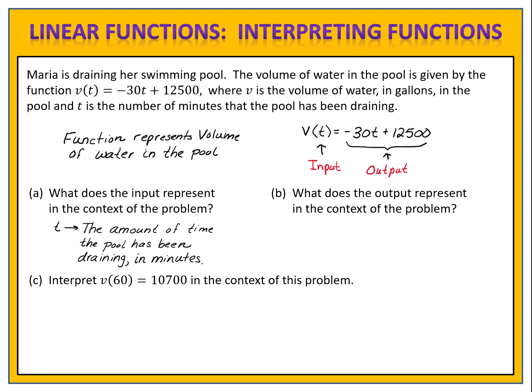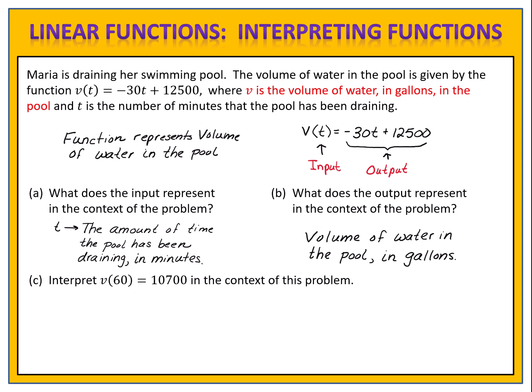What does the output represent in the context of the problem? Well, the output is what the function represents, the volume of water in gallons in the swimming pool. Therefore, when I describe what the output represents, I simply say the volume of water in the pool in gallons. Again, this information is given to us in the description of the problem because they will always define the variables for us.